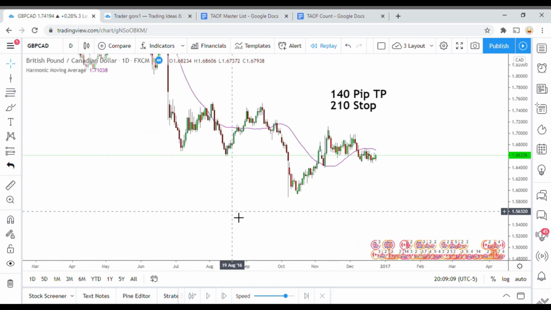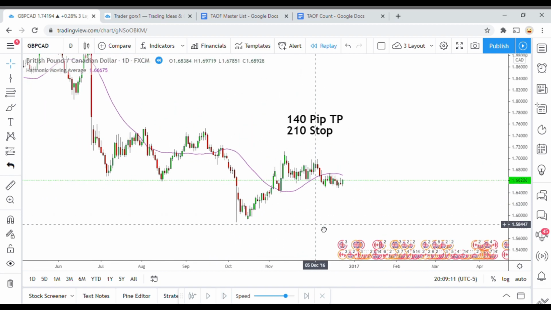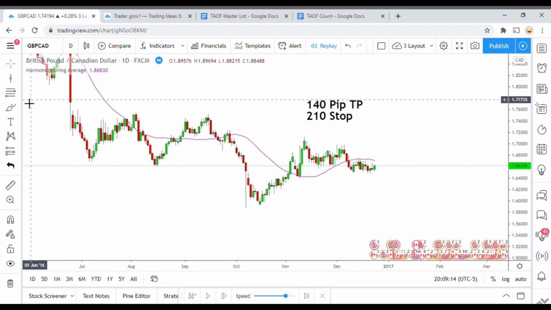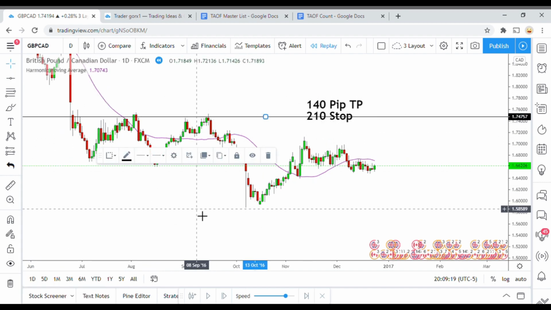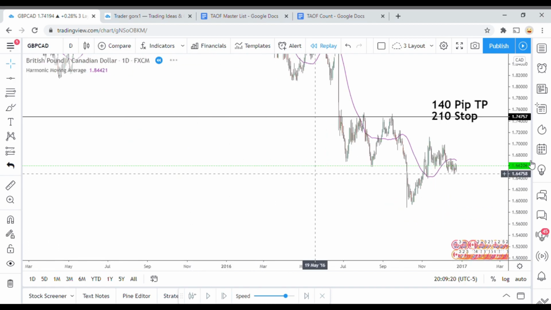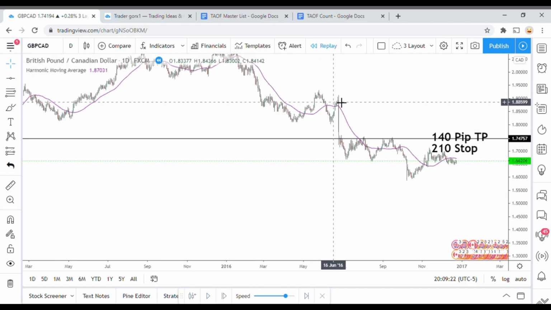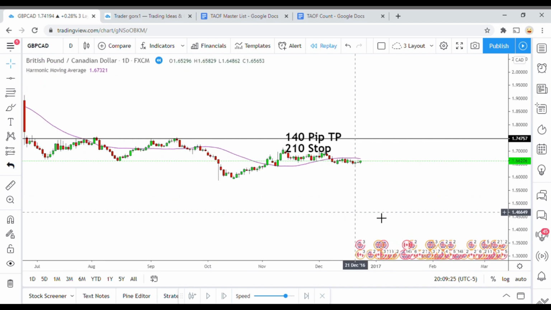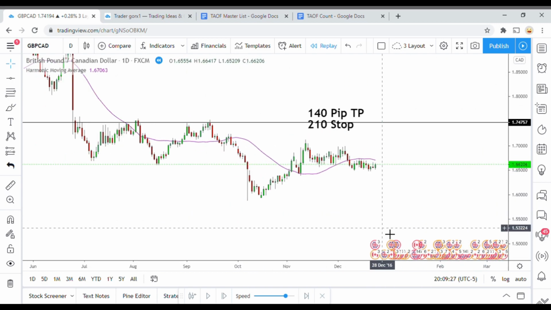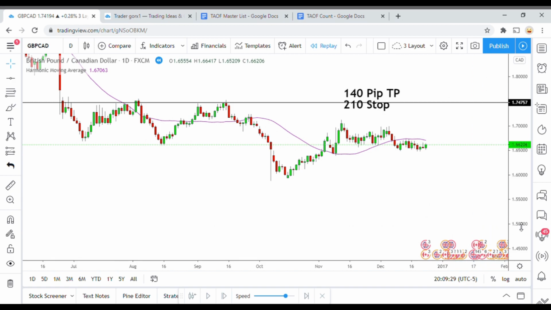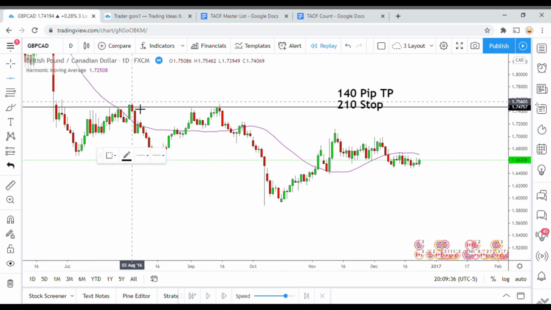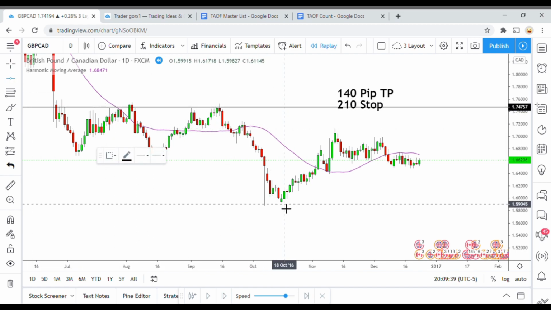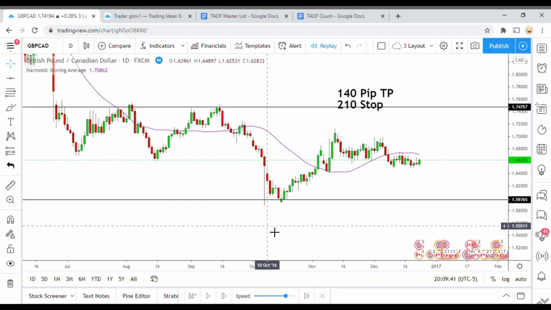What we are going to do is go ahead and map out some support and resistance areas. I'm not going to go back beyond this big red candle that took place here. I'm just going to look at the most recent support and resistance areas. So like usual, we're going to mark off the highest points of resistance and the lowest points of support.